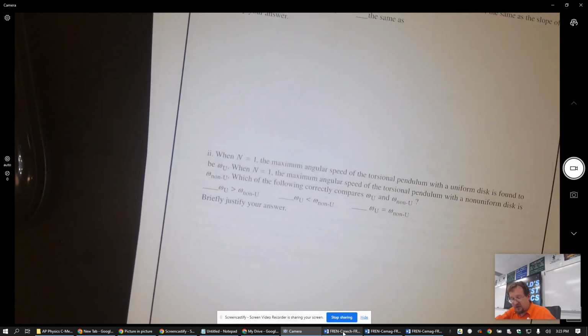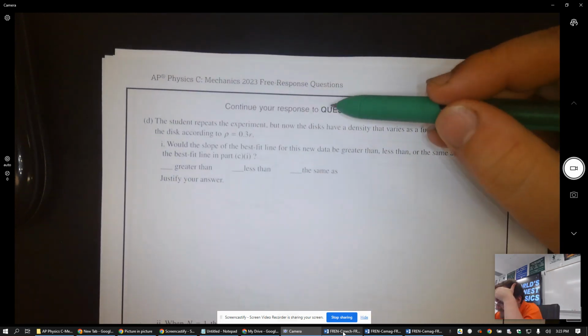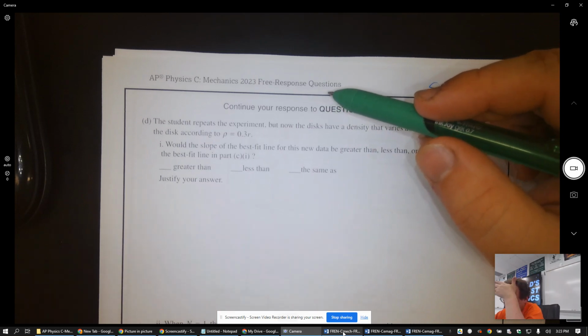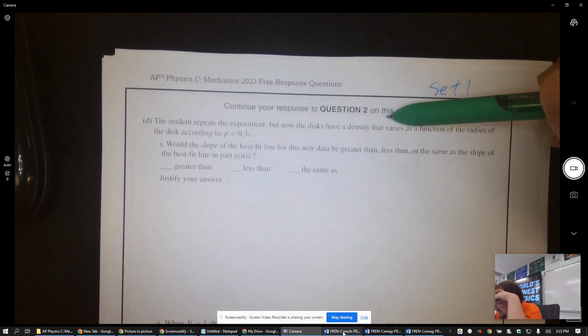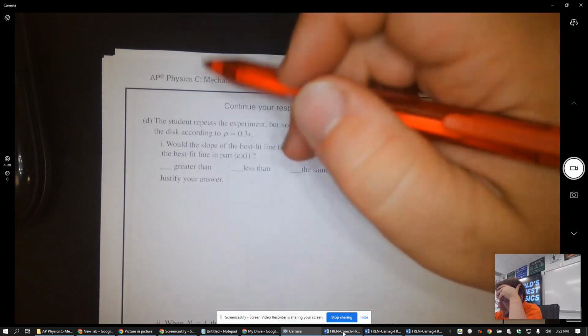Oh, is this problem still happening? Oh my gosh. What? Okay, so A, B, which took up a whole page. Okay, well, it just seems like forever. I don't know why. The student repeats the experiment. Why? Get a life, kid. But now the discs have a density that varies as a function of radius, according to this. Oh my gosh.